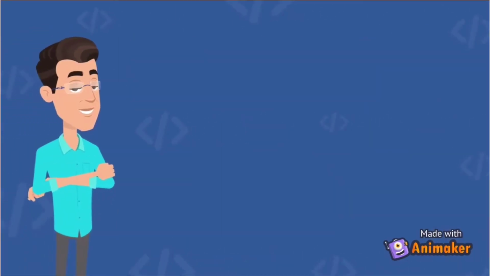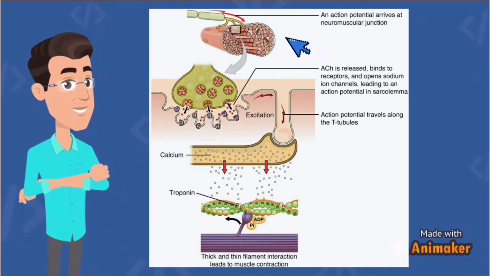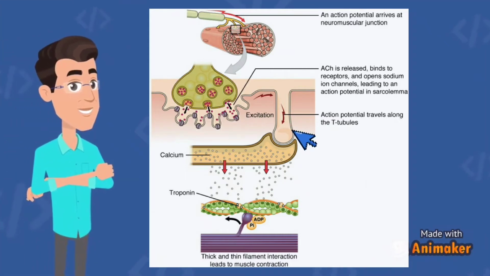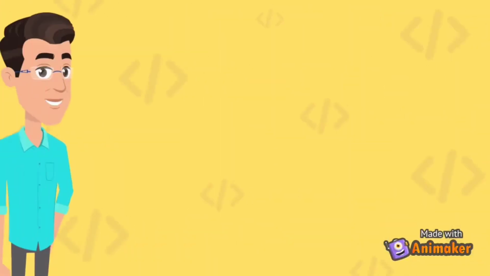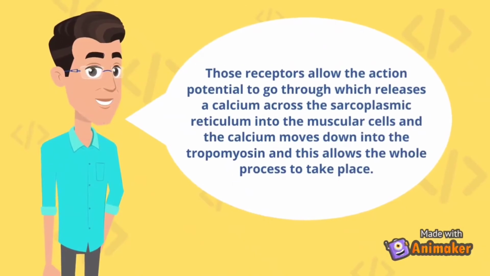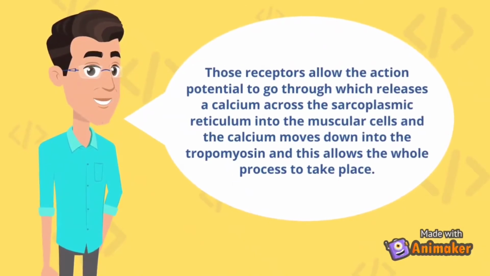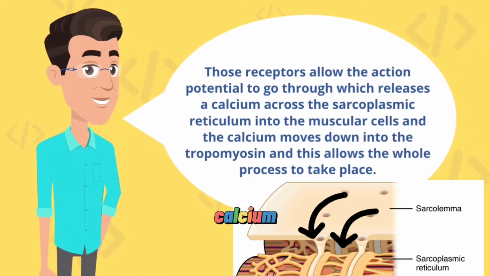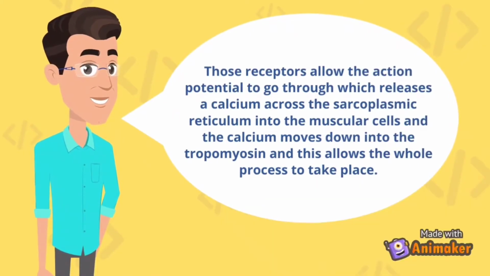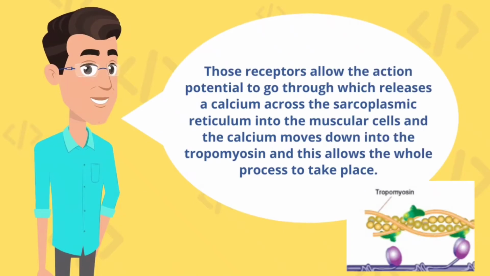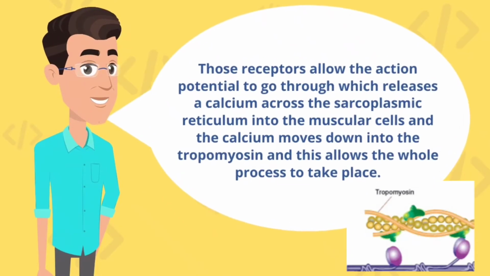While this is happening at the neuromuscular junction, there is a nerve impulse coming down from the axon, and it will come into the nerve ending and release acetylcholine across a synaptic cleft into the receptors. Those receptors allow the action potential to go through, which releases calcium across the sarcoplasmic reticulum into the muscular cells. The calcium moves down into the tropomyosin, and this allows the whole process to take place.